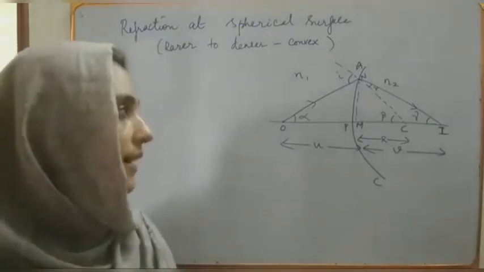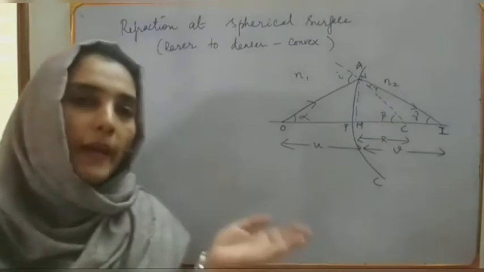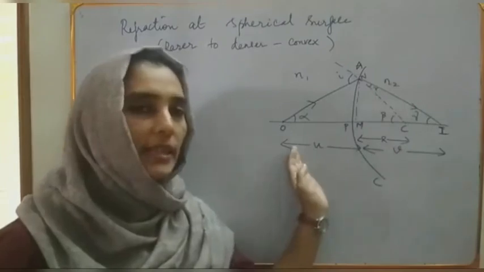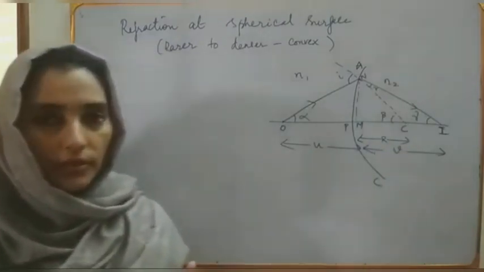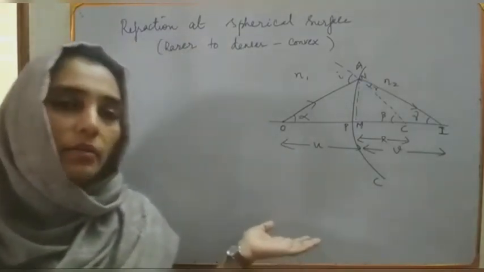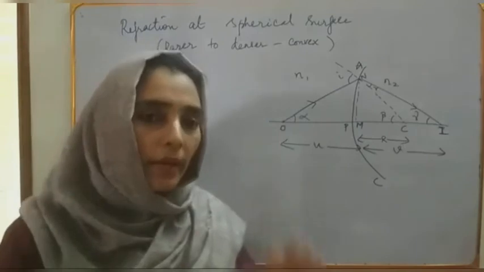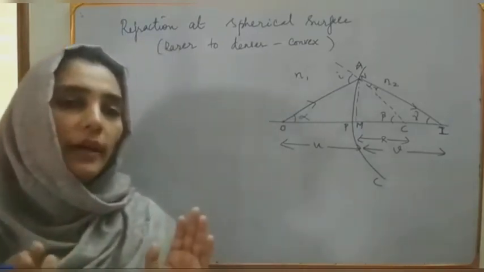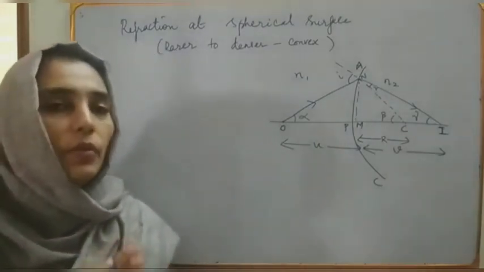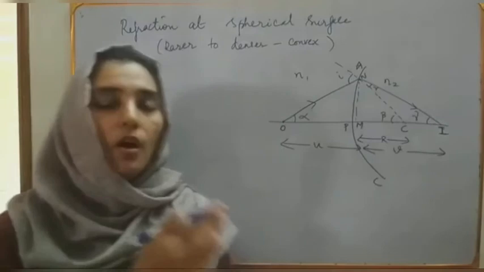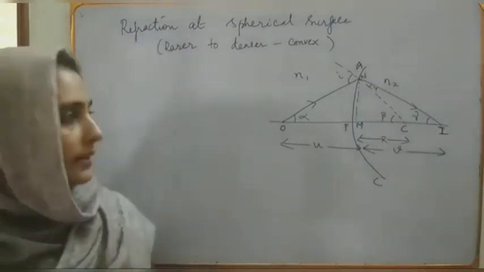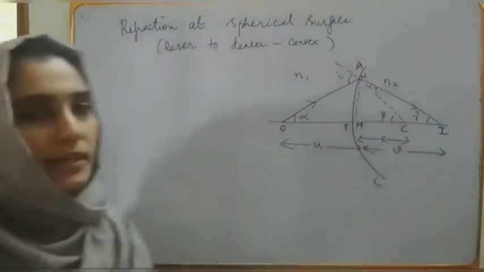Now we are going to derive a relationship between the refractive indices of the rarer medium and the denser medium, the object distance, image distance and the radius of curvature. By taking this equation again to the second surface also, and by combining these two surfaces, we are going to arrive at the popular lens maker's formula, which is very useful in finding out the focal length or the radius of curvature or the refractive index of any material of the lens. Now let us get started with the derivation.